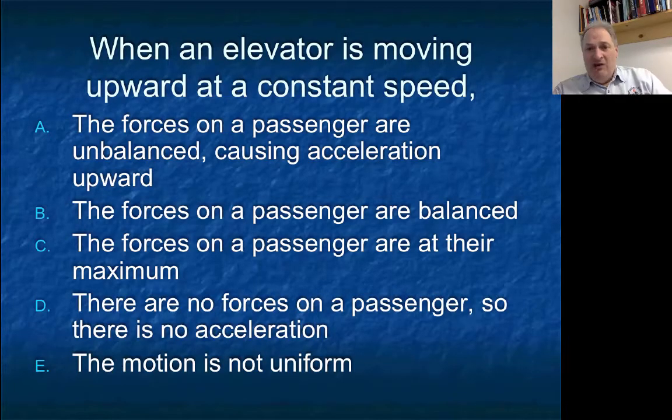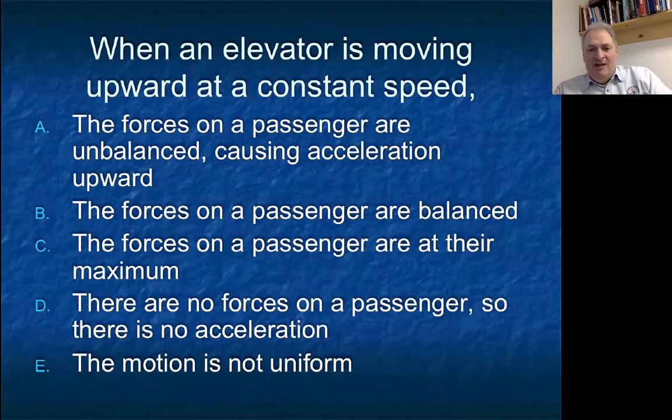And from that we can immediately conclude that the net force on the elevator and on the passenger has to be zero. Why? Well, because there's no acceleration. So we'll examine the answers. A says the forces on a passenger are unbalanced, causing acceleration upward. That's not true. You're not accelerating upward because your speed and your direction are constant. B says the forces on a passenger are balanced. That's true because you are experiencing uniform motion, so the net force has to be zero. That's the same thing as saying the forces are balanced. So I think B is going to be the right answer. C says the forces on a passenger are at their maximum.